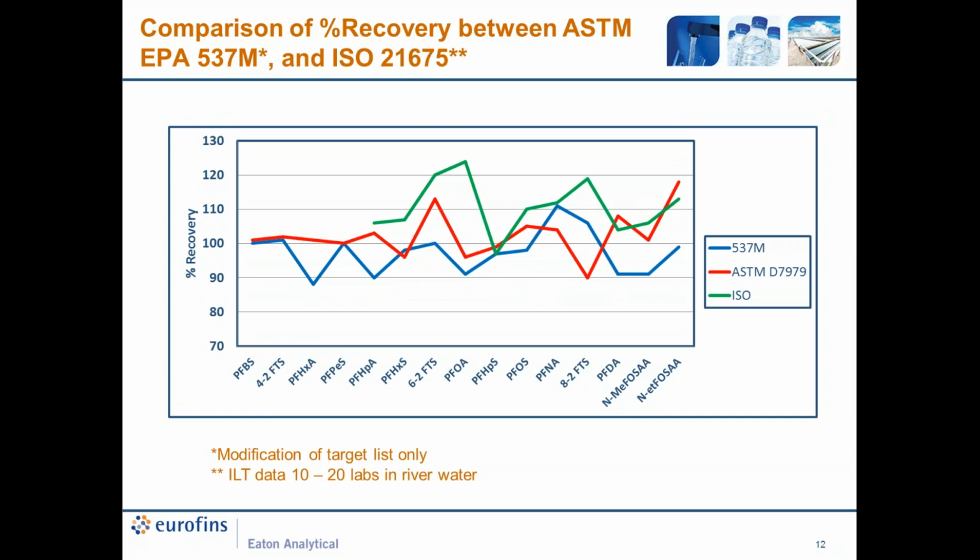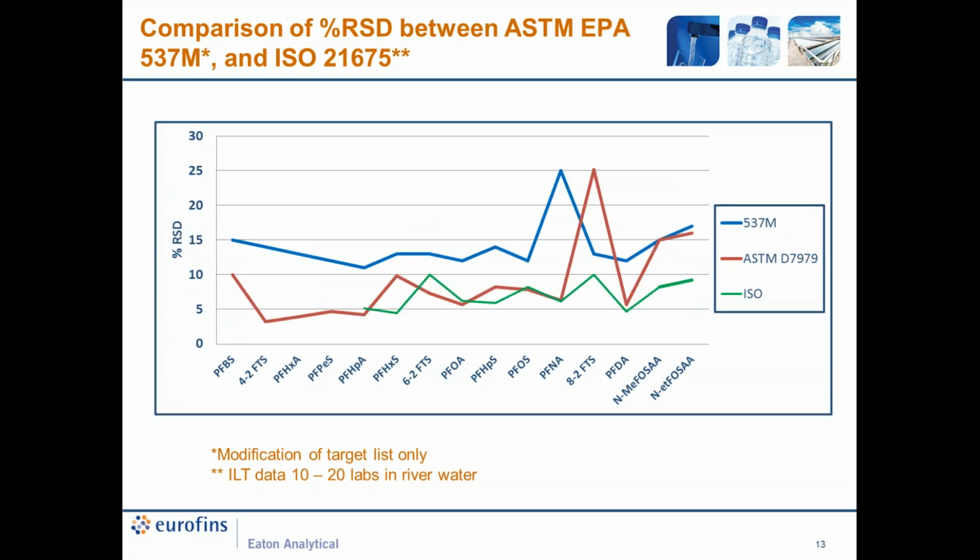This is percent recovery data. Again, I tried to pick compounds that were in all methods, but I missed some on the ISO. Assuming a 70 to 130% recovery requirement, all methods perform equally. For the same group of compounds, precision is about the same, and all methods meet a less than 30% criteria.